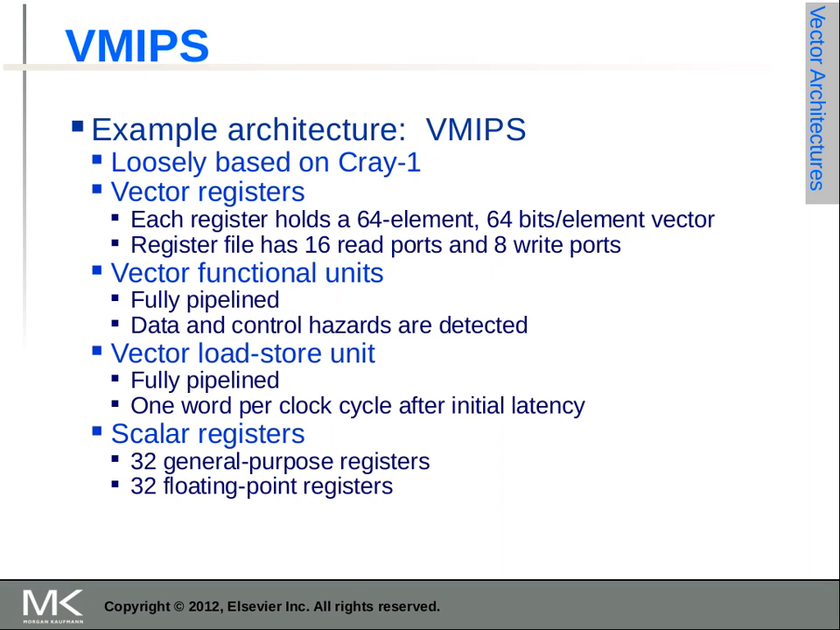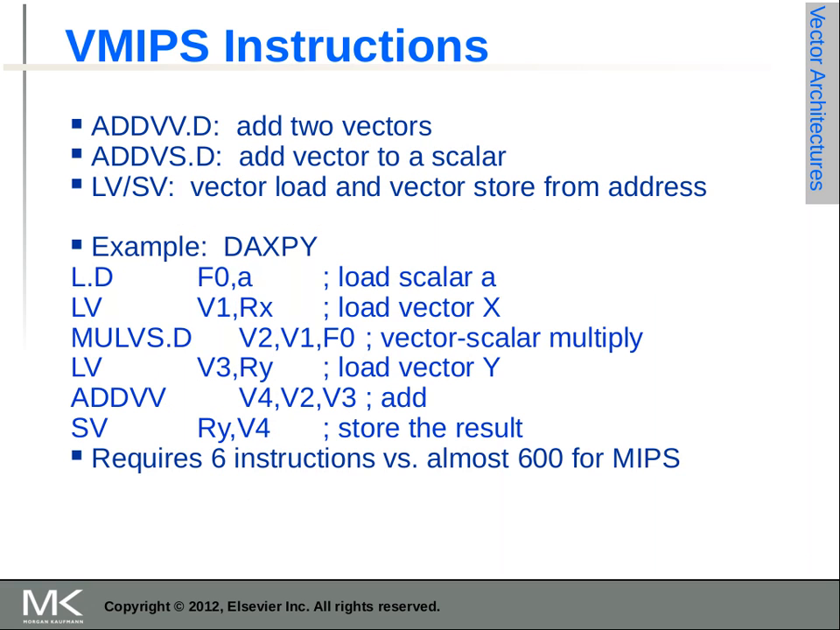And the vector functional units are fully pipelined, and handle all the data and control hazards. Vector load store is also pipelined, one word at a time. Then you have scalar registers as well, 32 of each. So keep this in mind: in addition to the standard 32 registers, 32 for integer and 32 for float, you're going to have 64 element vector registers as well.